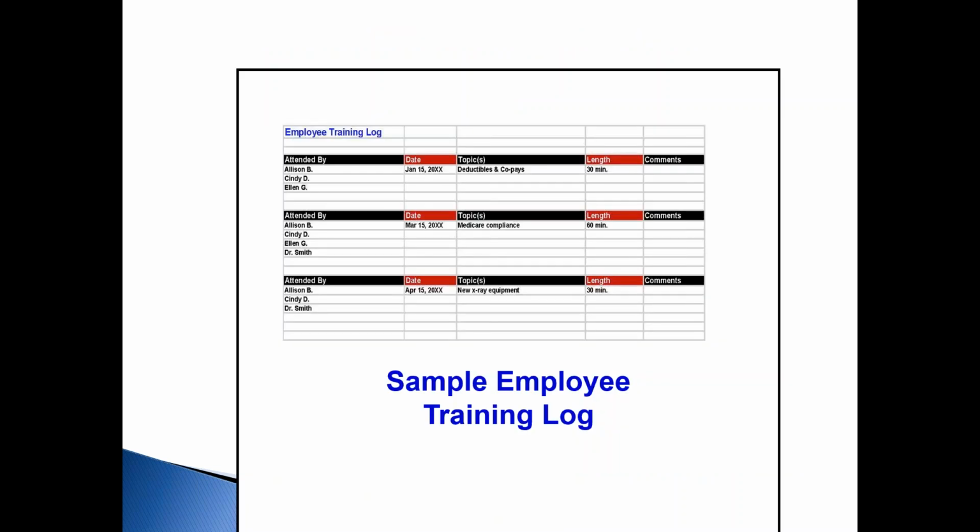It's a simple spreadsheet. You could even use today's. You could fill it in. Whoever is in your office, Allison, Cindy, Ellen. We were on a webinar for 45 minutes today, put in November 8th. The topic was how to create a billing and coding compliance manual, and the length. Put that in your manual. There's proof.